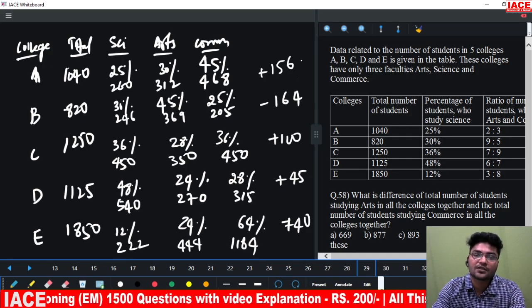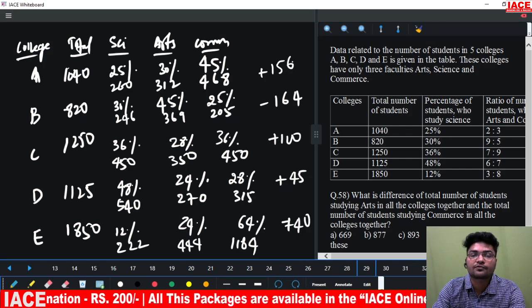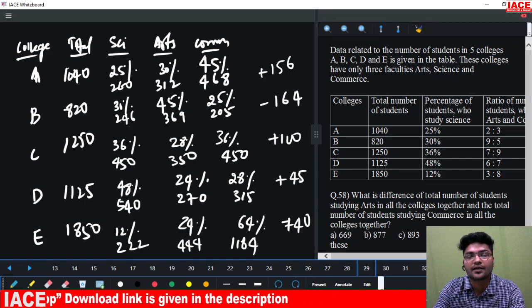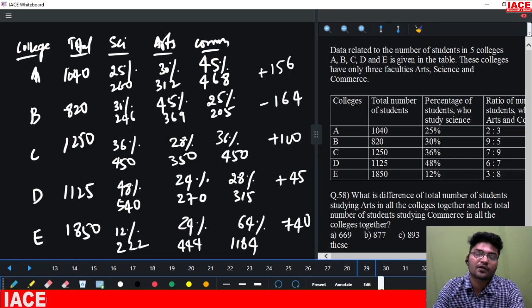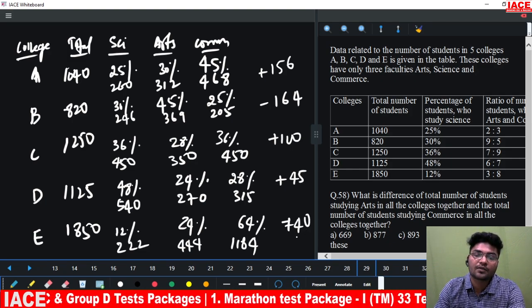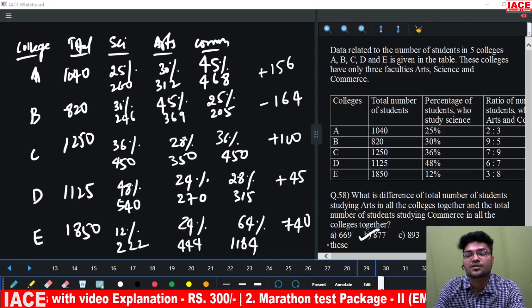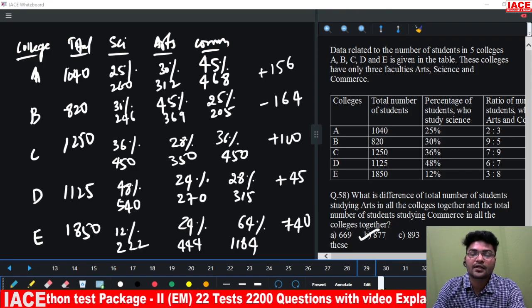So how much is this total difference? 740. 156 and minus 164 is minus 8. Minus 8 and 100 and 45 gives 145. From 145, if we remove 8, it will be 137. So 740 plus 137 will give us 877. That is option B. Option B is the right answer.